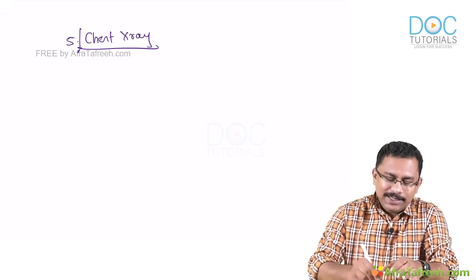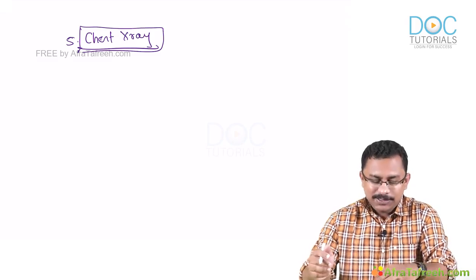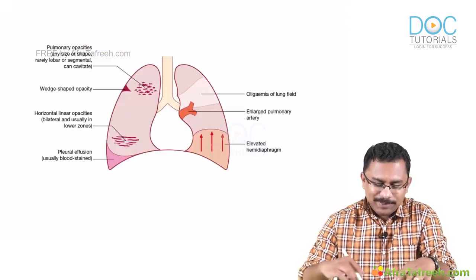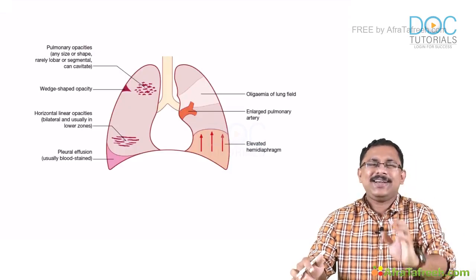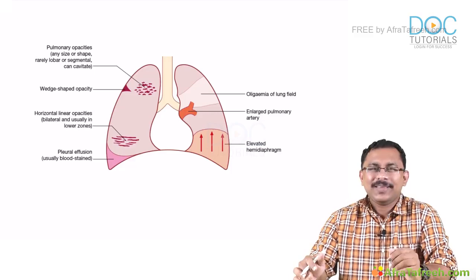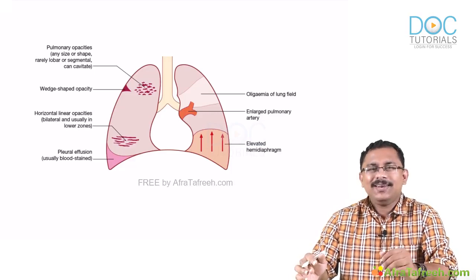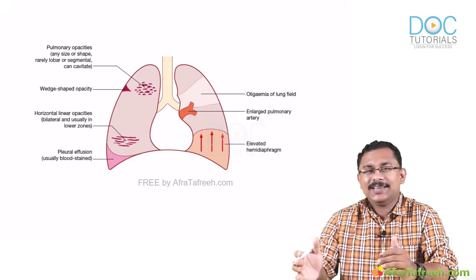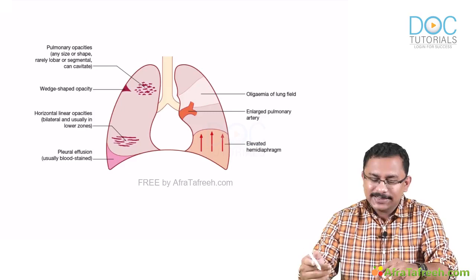So let us see what are the chest X-ray findings that you might see in a patient with pulmonary embolism. First of all, I'll just show you a simple pictorial representation. This is a picture that has been taken from Davidson's textbook, a simple figure just to show the pulmonary involvement in the lung findings in a pulmonary embolism. I will be showing you the corresponding X-ray findings as well.